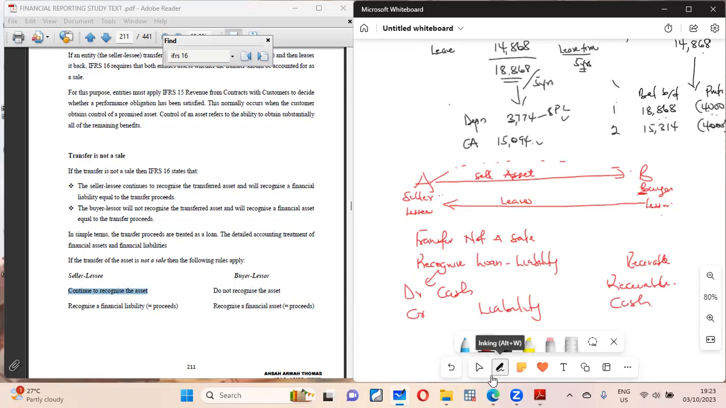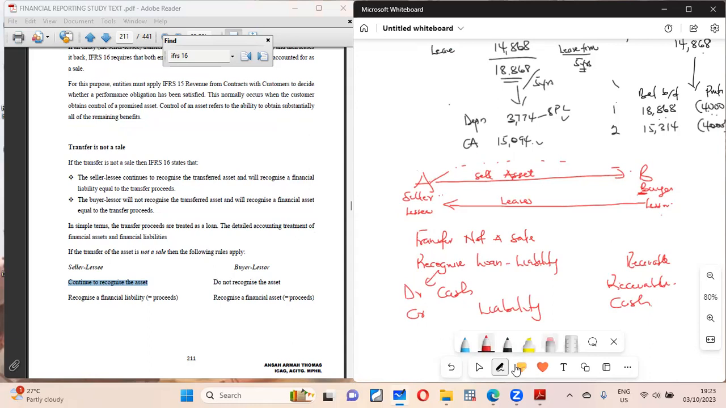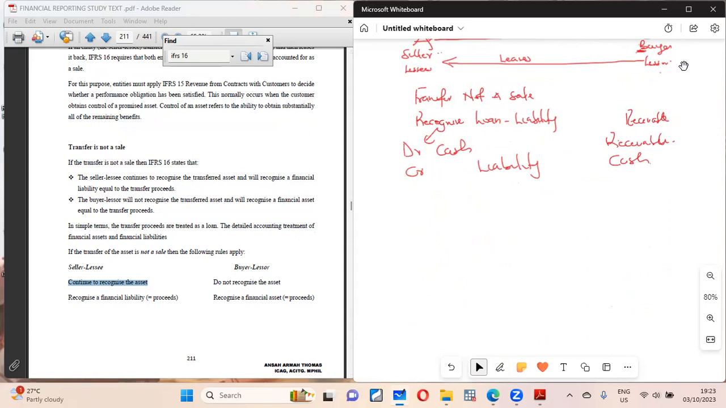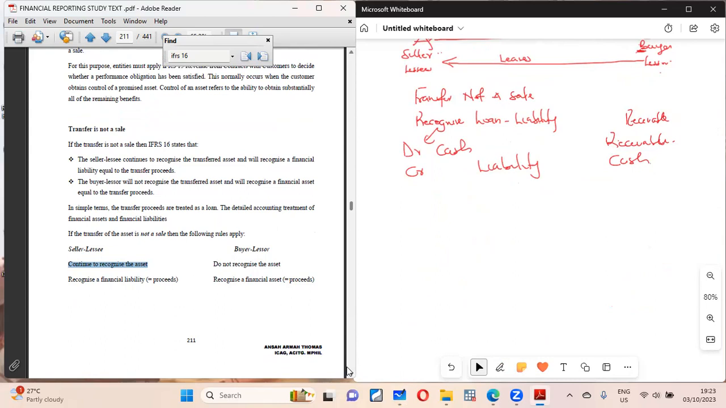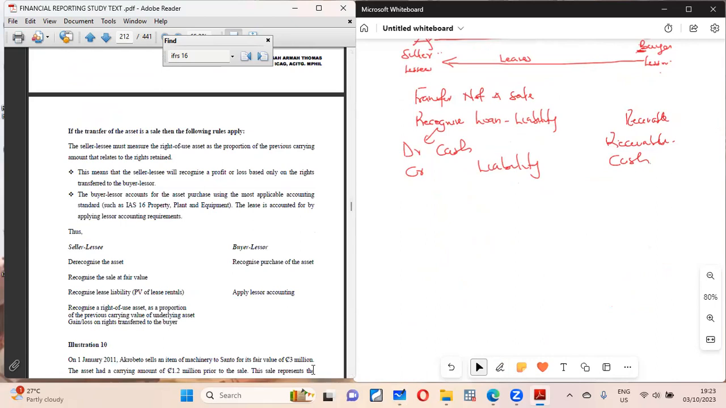What if the transfer is a sale? Then it means that since you sold it, you need to derecognize the asset. You need to take it out of your books, and this person will now record it in his books. When you lease it back, then you do everything we've done today. Determine whether it's in arrears or in advance, then do all the things that we've done today. Please, have you gotten the scenario?